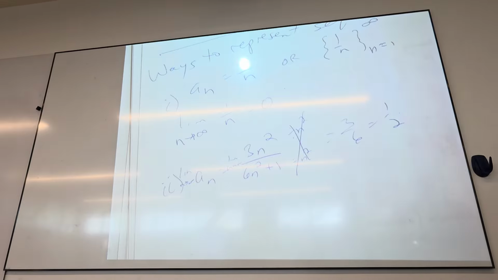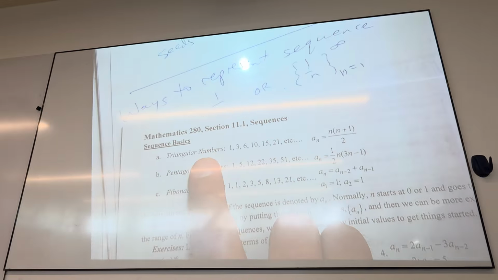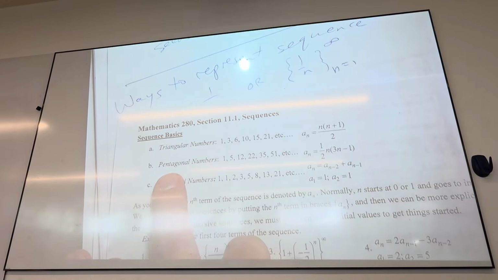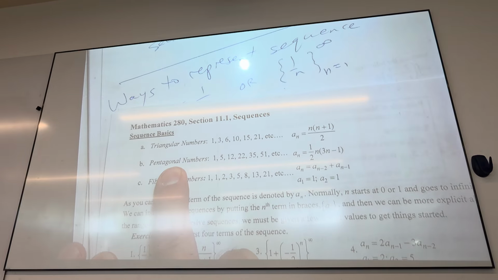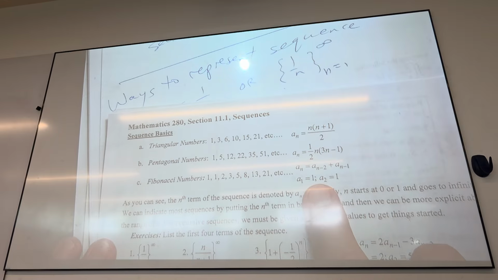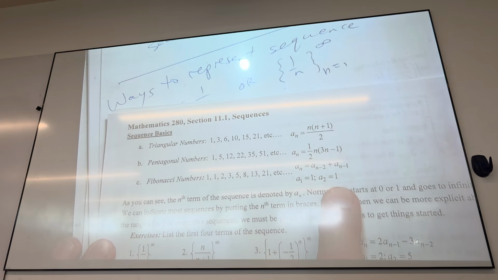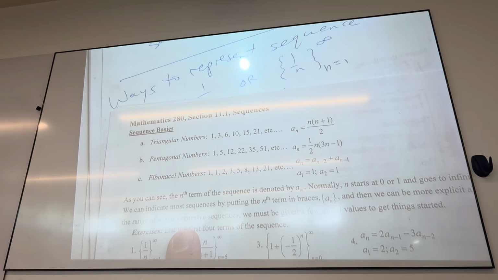So I put up on here some examples. There's your triangular numbers, pentagonal numbers, and again, you're not going to believe it, but you can put them in the form of pentagons. And then there's the Fibonacci numbers. There's the recurrence relationship. There's the seeds. Why do I keep saying recurrence? Recursive.